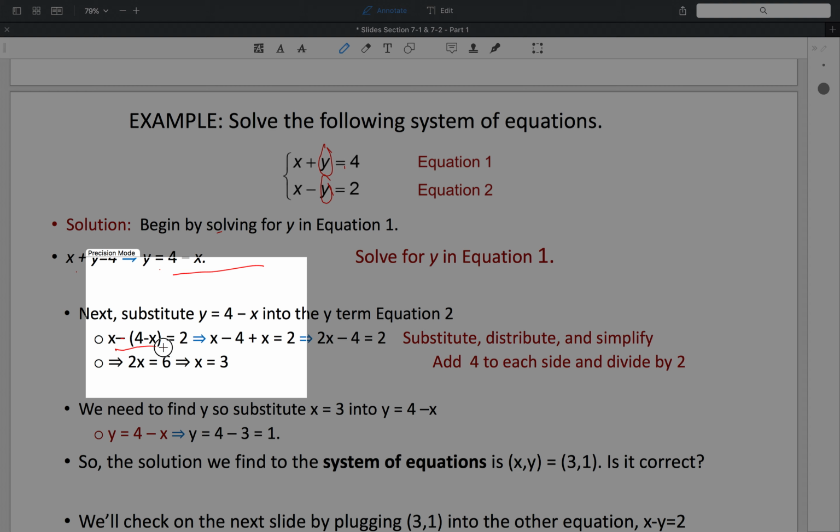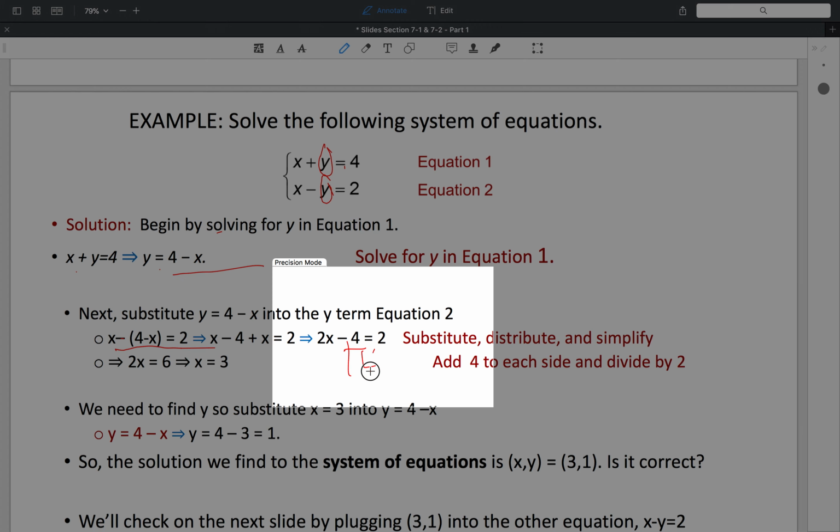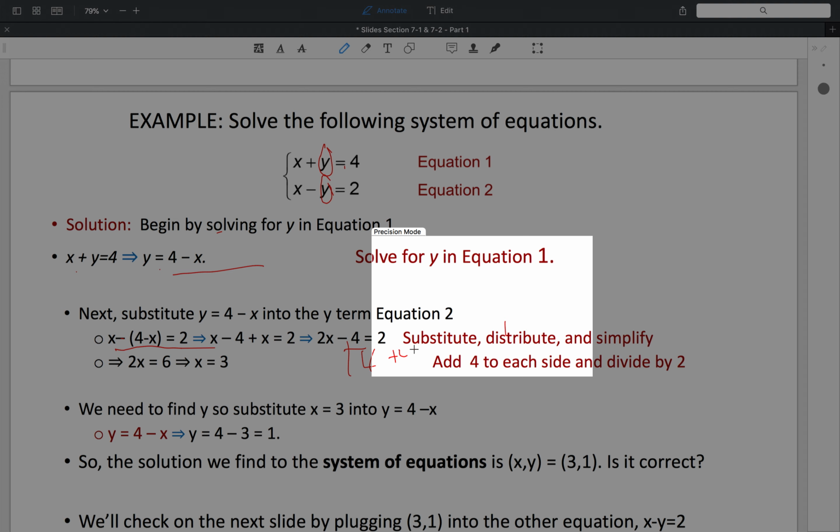And then I'm going to solve for x. I go through the math here. x minus 4 plus x is equal to 2. Well, that's the same as 2x minus 4 equals 2. I add 4 to each side, add 4 here, and over here.